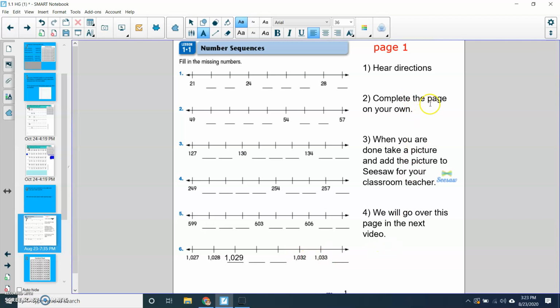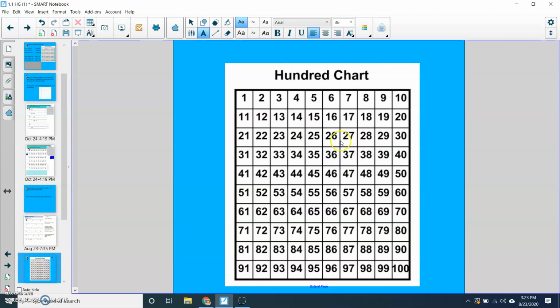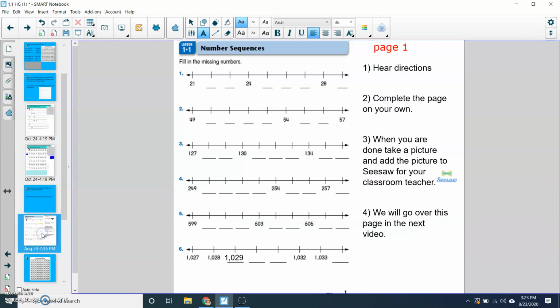What I'd like you to do is complete this whole page on your own. When you're done, take a picture and add that picture to Seesaw for your classroom teacher. And we will go over this page in our next video. If you want to use a number grid, I have a number grid on the next slide. You could pause your screen when it's on the hundreds chart to use the number grid to go along with this page.